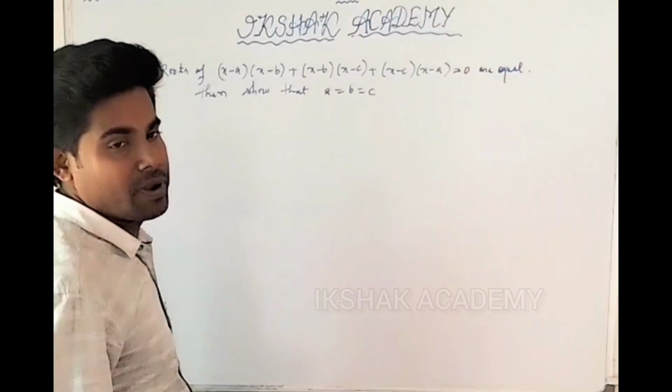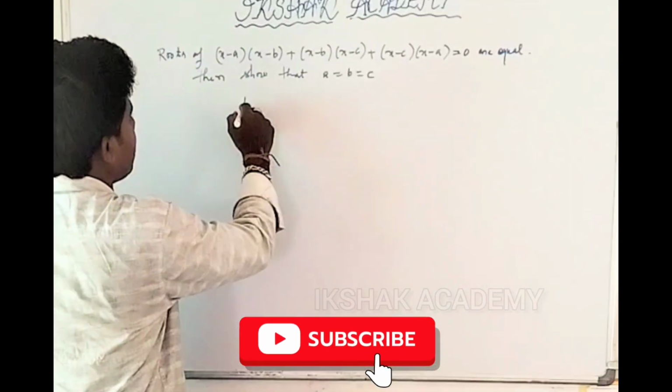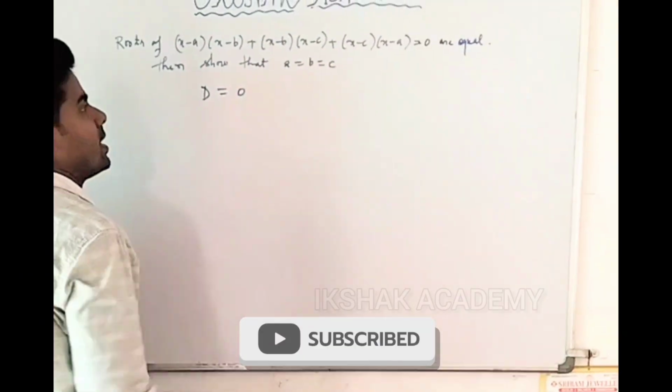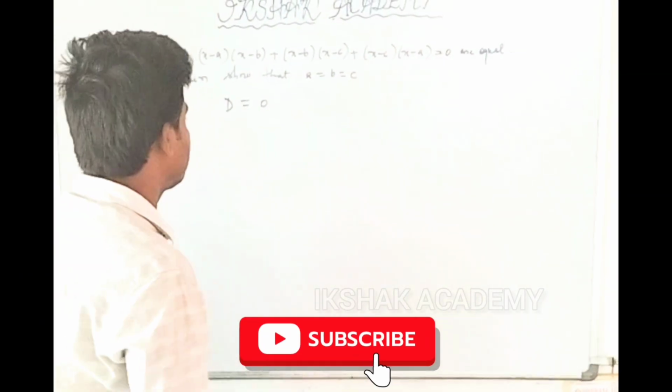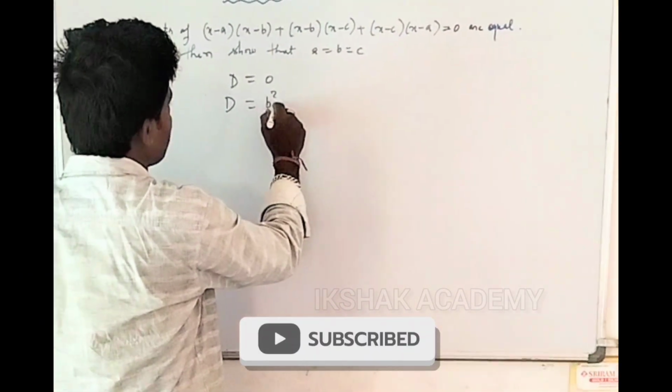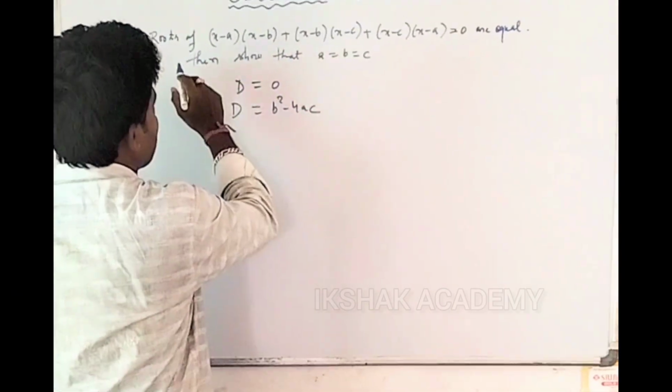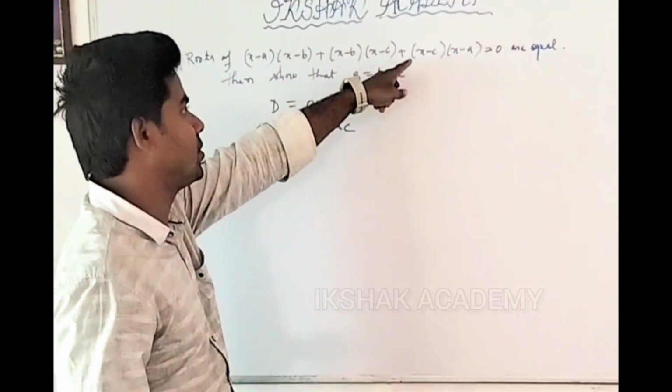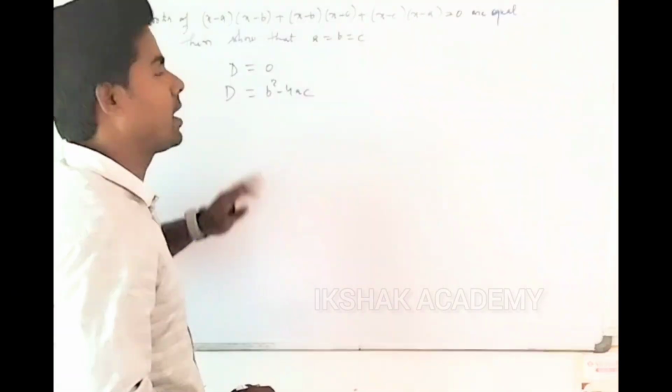When the discriminant is 0, the condition is D equals 0, then the roots of an algebraic equation are equal. So D equals 0, that means D equals b square minus 4ac. First of all, we have to convert this equation into the standard form of quadratic equation.